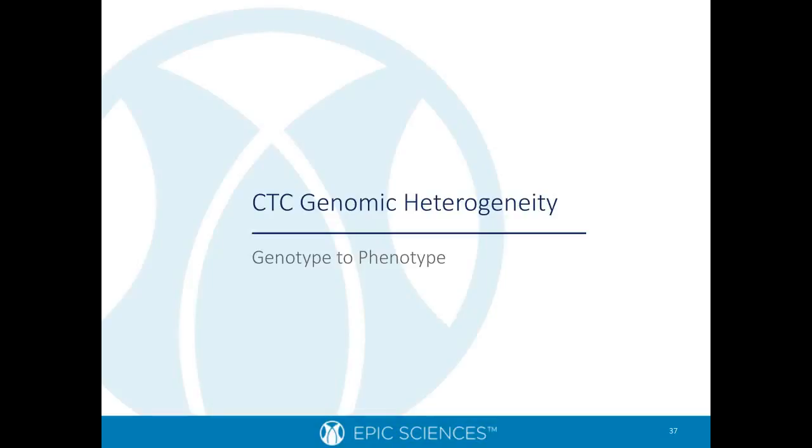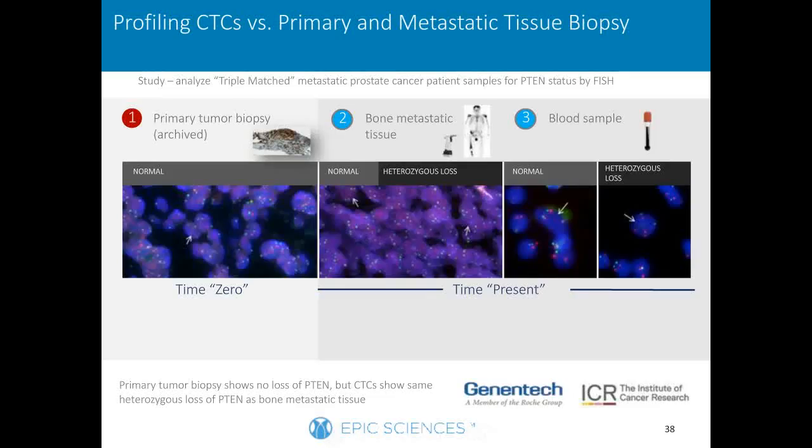So CTC heterogeneity, we wanted to further define these, so we've looked at protein and morphology, and we want to integrate all these together. We also can look at genomic heterogeneity. And this is data from a study with one of our first collaborators, Genentech and ICR, where we wanted to look at what is the most reflective measure of the metastatic population. So if we take a bone biopsy from metastatic castrate-resistant patients and we characterize it for PTEN status, what's more reflective of the current metastatic state of the patient sample?